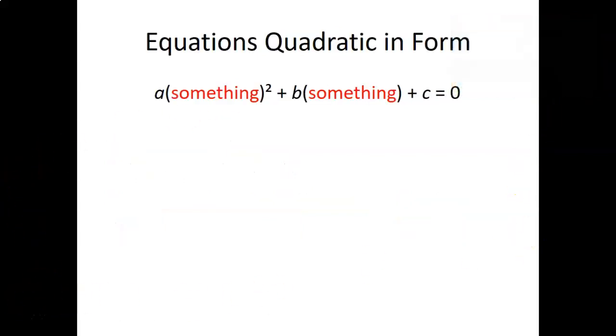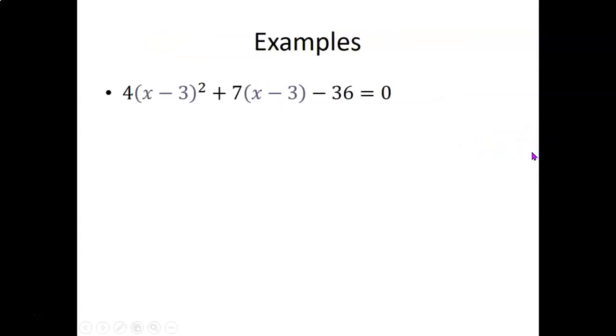Now let's talk about equations that are in the form of a quadratic equation. Instead of just the variable being squared, you maybe have something else, something a little more complicated. But you have a term involving something squared, and then another term involving just that something, and maybe a constant term. So it's like a quadratic equation, only where a quadratic equation just has an x or a y, this might have something more complicated. Examples include 4 times x minus 3 squared plus 7 times x minus 3 minus 36 equals 0.